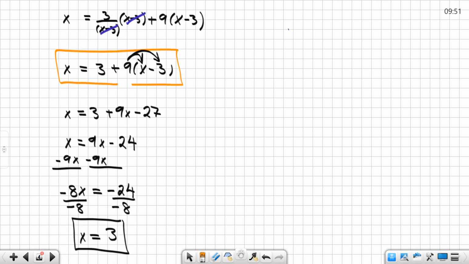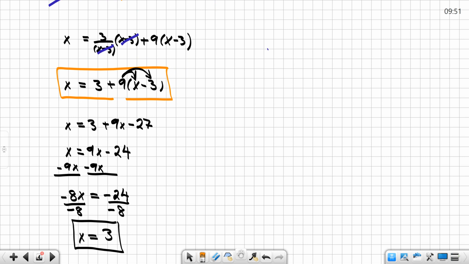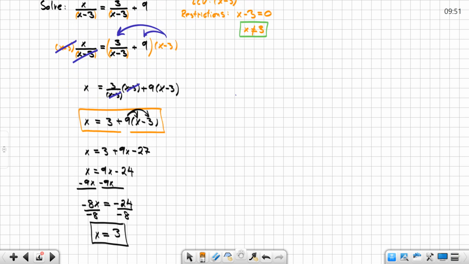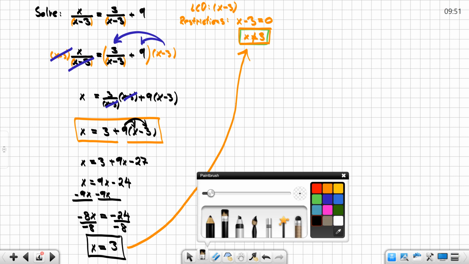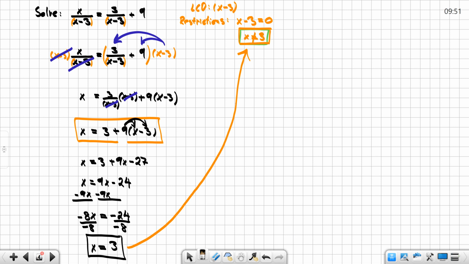Because this is an example of where it is extremely important that I check my restrictions. This is the answer that I found, but hold on. We have found that the answer could not be positive 3. 3 was a restriction, and 3 is the only number that we found. And that means that this equation does not have a solution. There is no solution for this.